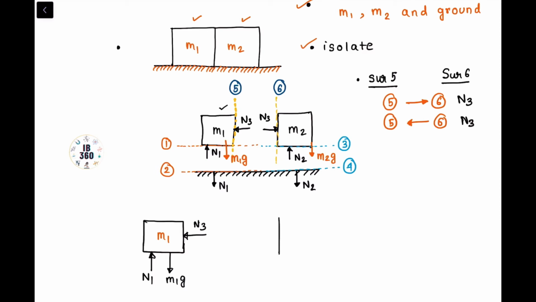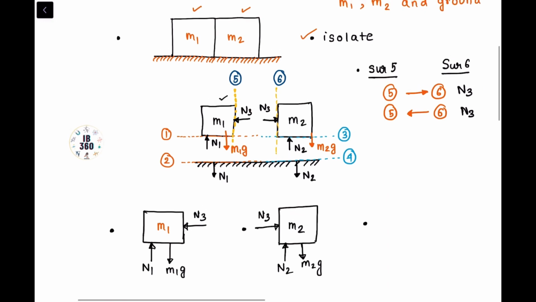Proceeding towards M2, on M2 from downwards, that means from the ground, there will be N2, downward will be our M2g, and over here will be our N3. And now for the ground, so this is our ground. Let me decorate the ground first with stripes. On the ground, over here will be our N1 and over here will be our N2.